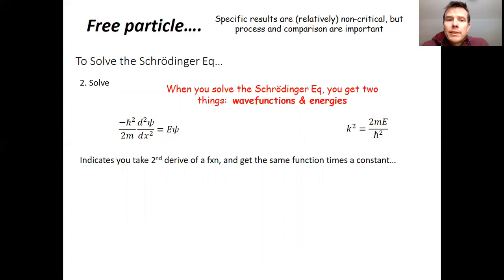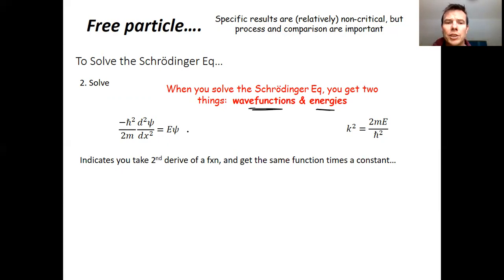The second step in our process was to solve the Schrodinger equation. And what I want to emphasize to you here is shown in red. When we solve the Schrodinger equation, we're going to get two things: wave functions and energies. Right? This is the eigenfunction. This is the eigenvalue. And so every time we solve the Schrodinger equation, we're going to get these two things.